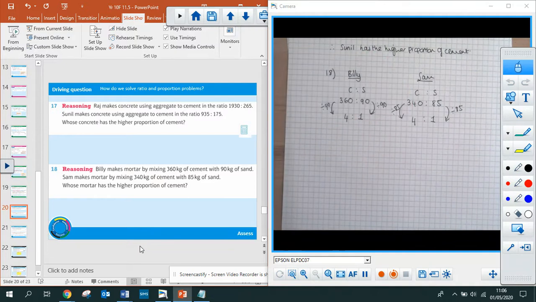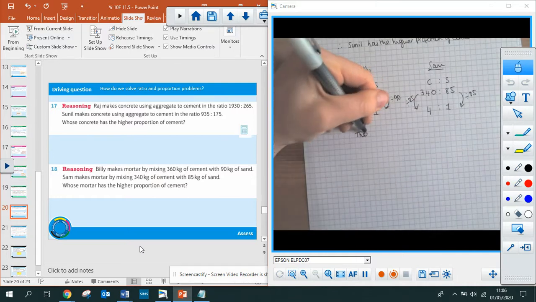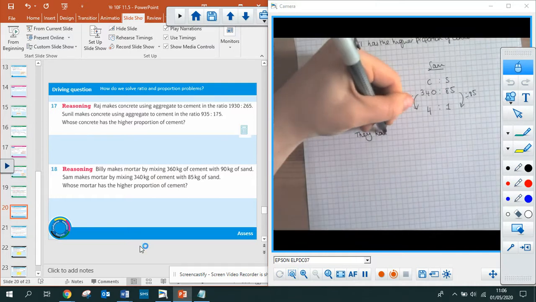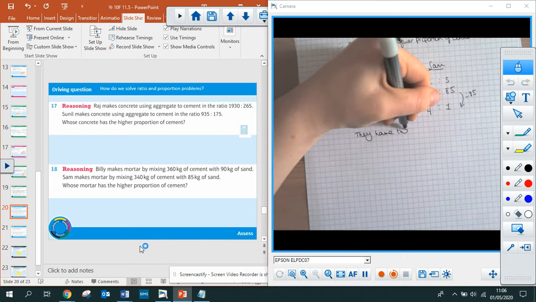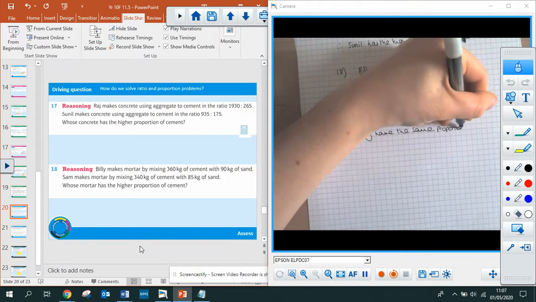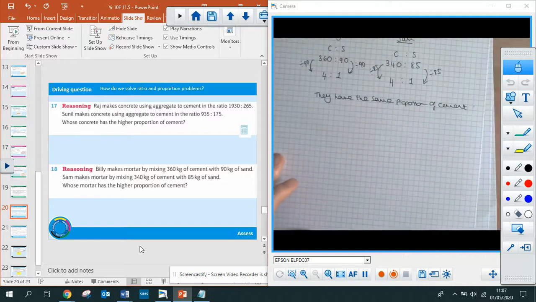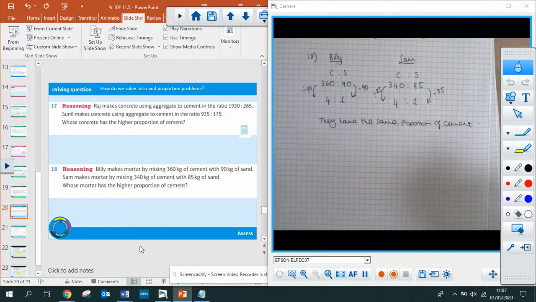So whose mortar has the highest proportion of cement? They have the same proportion of cement. Okay? And that's the end of your answer.